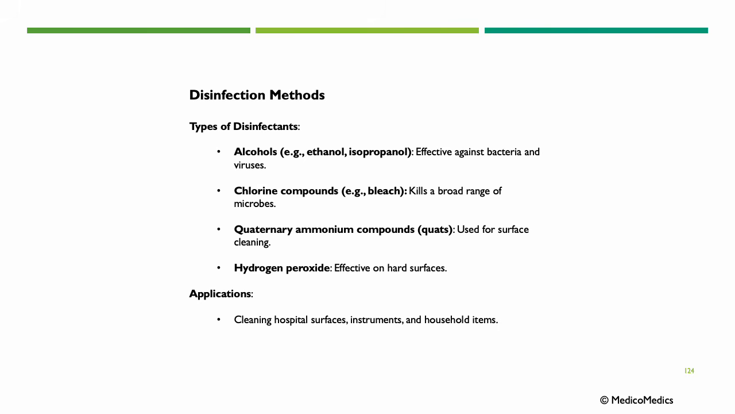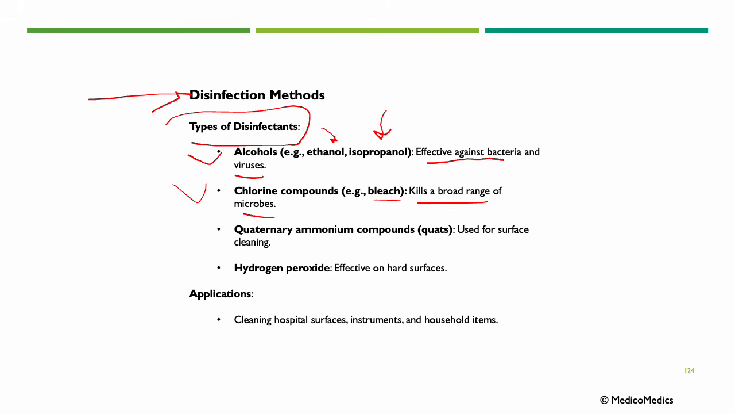Now then, moving on from sterilization to disinfection methods. So we have types of disinfectants like alcohol, for example, ethanol and isopropanol. These are effective against bacteria and viruses. We use chlorine compounds like bleach. It kills a broad range of microbes. Quaternary ammonium compounds, so quats. These are used for surface cleaning. Hydrogen peroxide, effective on hard surfaces. Some applications of these: cleaning hospital surfaces, instruments, and household items.